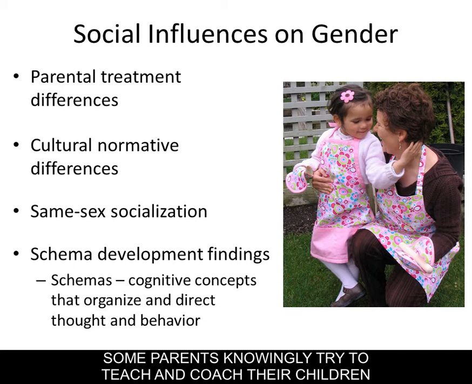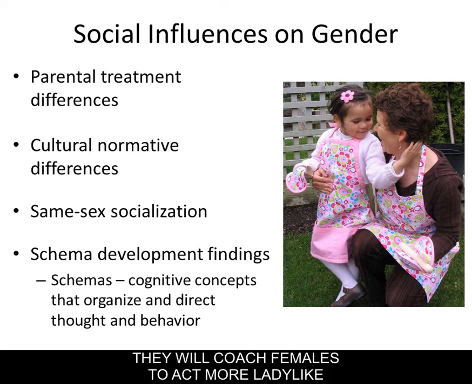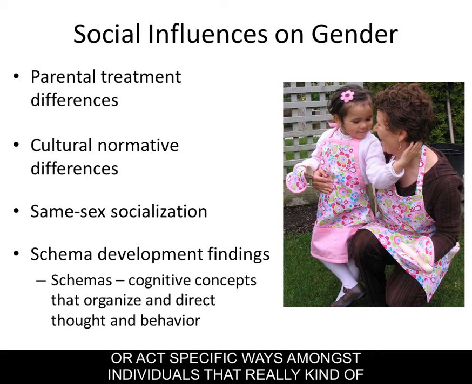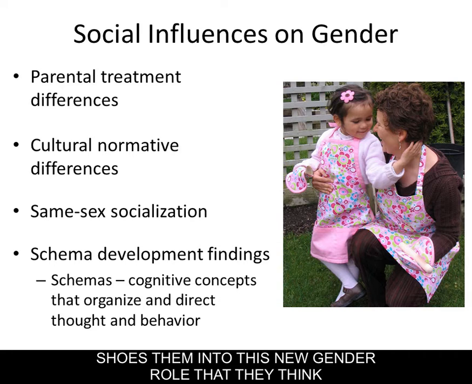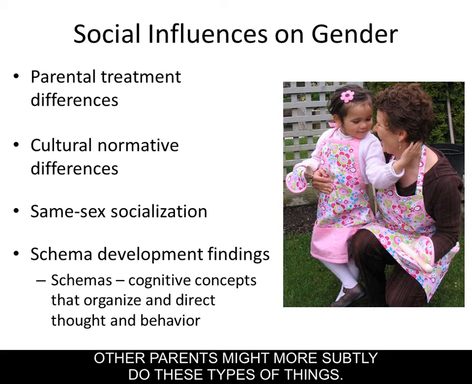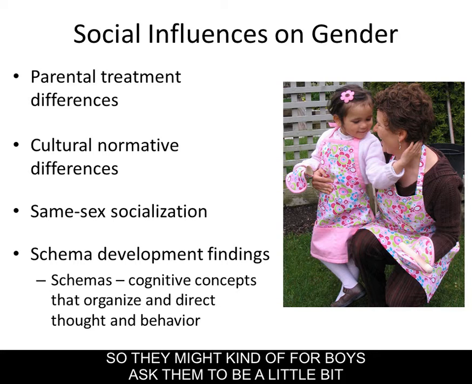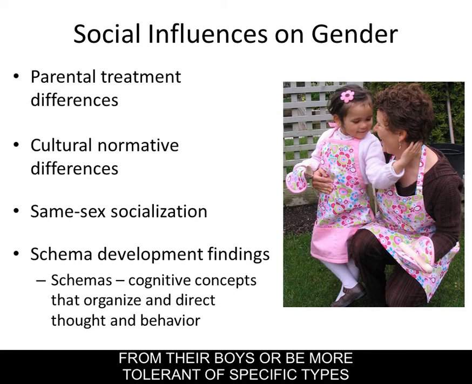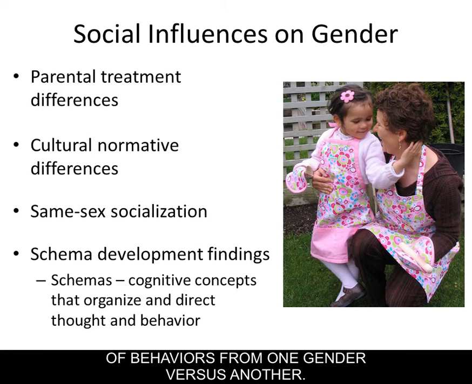Some parents knowingly try to teach and coach their children in gender appropriate behaviors. They'll coach females to act more ladylike, or they'll have them wear specific types of colors or act specific ways amongst individuals, which steers them into this new gender role that they think is very important for these children to learn. Other parents might do these things more subtly. For boys, they might ask them to be a little bit more tough, or demand more physical exertion from their boys, or be more tolerant of specific types of behaviors for one gender versus another.